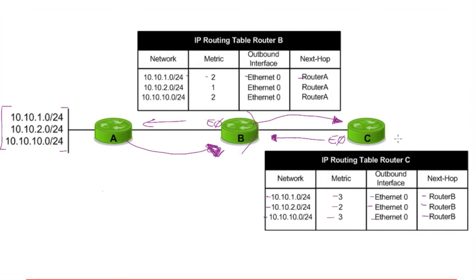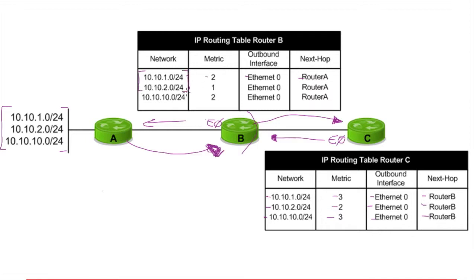He just gets a summary update that he's going to use, so anything that matches that, he's going to send over to router B, and router B in turn will send it to router A, where the network resides. So let's summarize these 2 networks here.